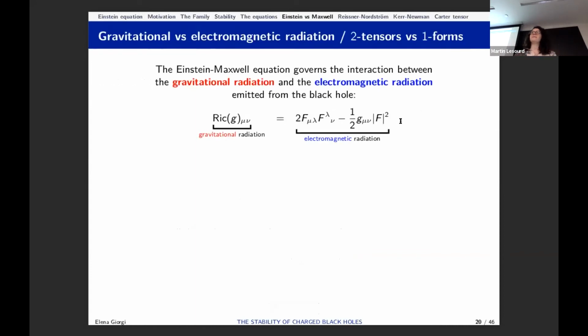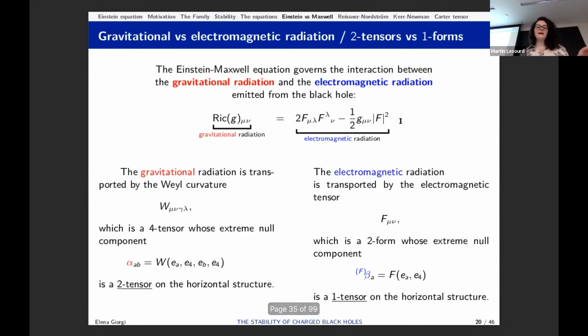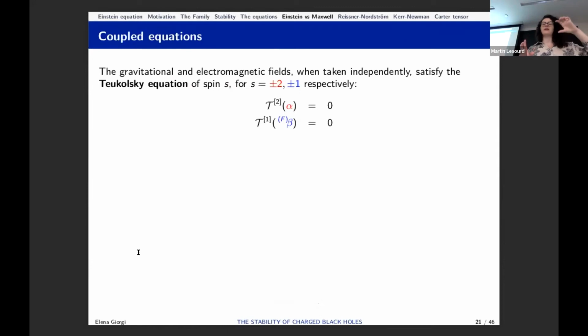Okay, so this is the case of Kerr. Let me finally get to the case of the Einstein-Maxwell equation. So let's say we have the Einstein-Maxwell equation, with gravitational and electromagnetic radiation interacting. From what we know, there are the Teukolsky equations satisfied by this alpha that represents the gravitational radiation, and we also have the Teukolsky equation satisfied by beta f that represents electromagnetic radiation. So what we know is that they satisfy two separate Teukolsky equations if we are looking at these two gravitational and electromagnetic fields independently.